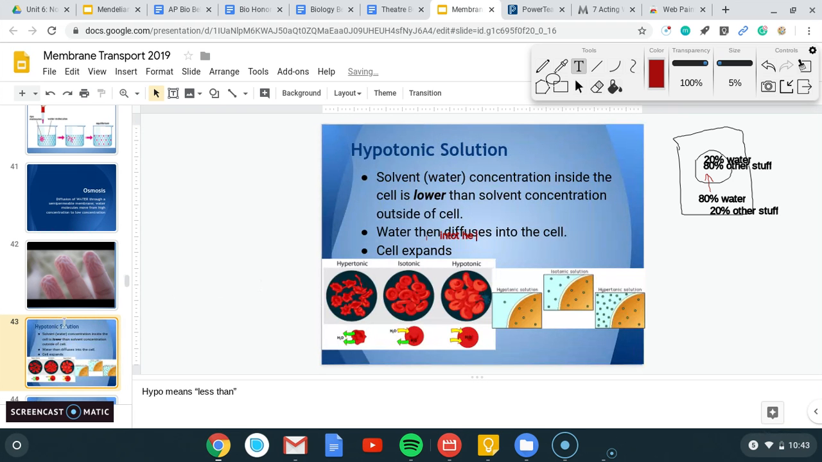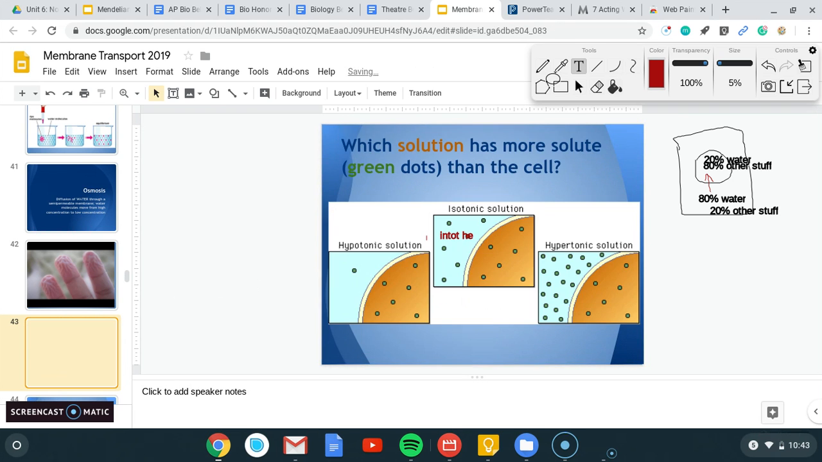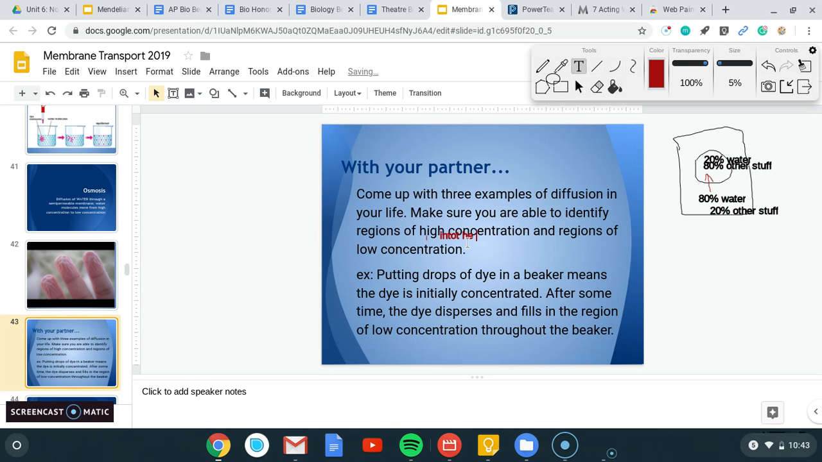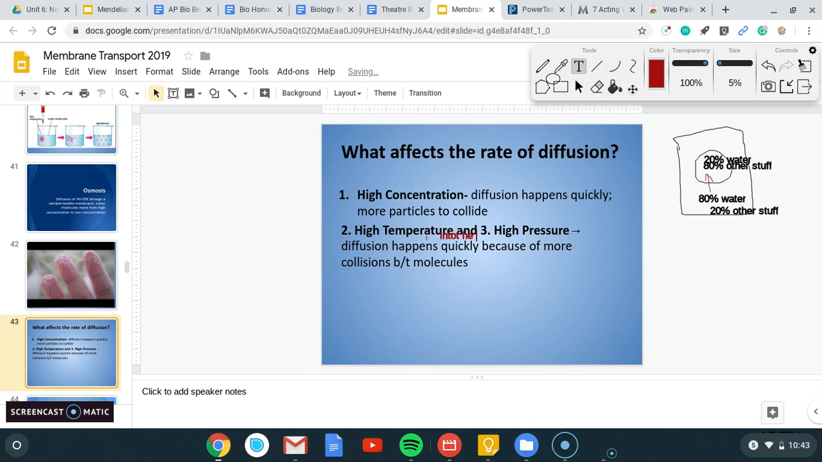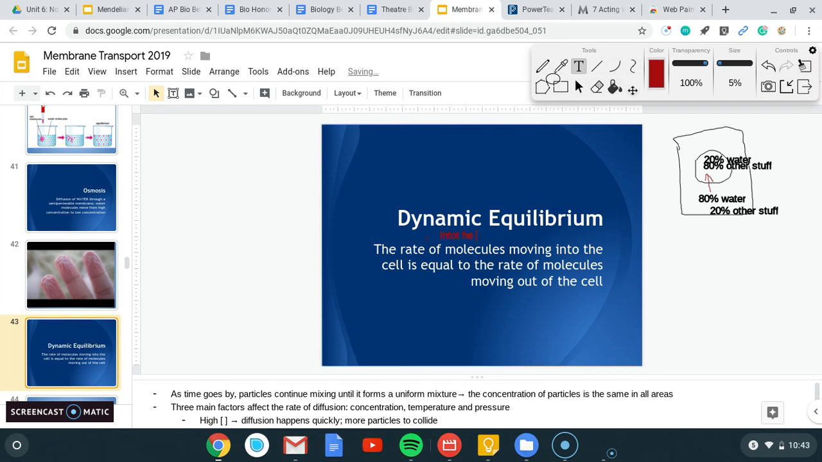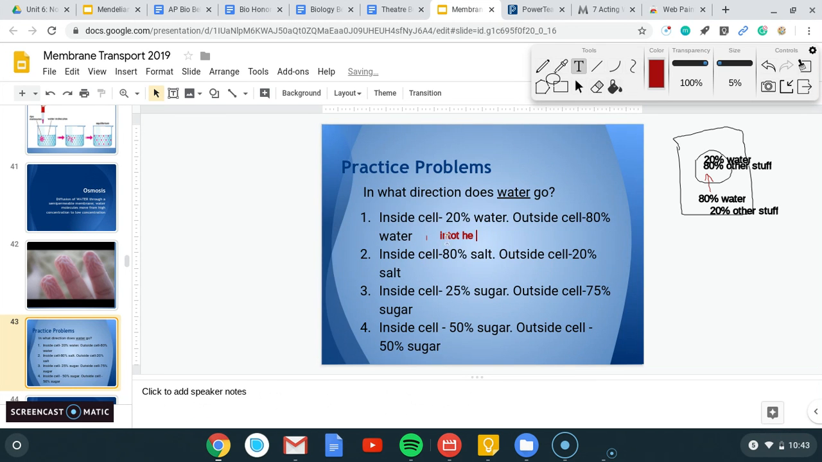Oops. It's the first time I've used this. Let's see. I'll erase that. There we go. It's going to go into the cell.